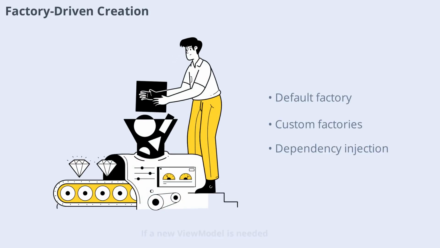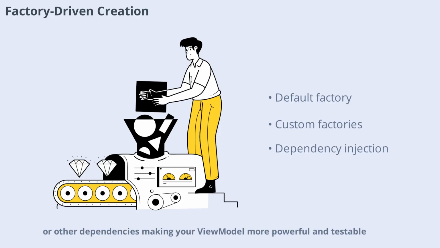If a new ViewModel is needed, ViewModel provider uses a factory pattern for creation. By default, Android uses the default ViewModel provider factory. However, you can create custom factories to pass dependencies to your ViewModel. This flexibility allows you to inject services, repositories, or other dependencies, making your ViewModel more powerful and testable.